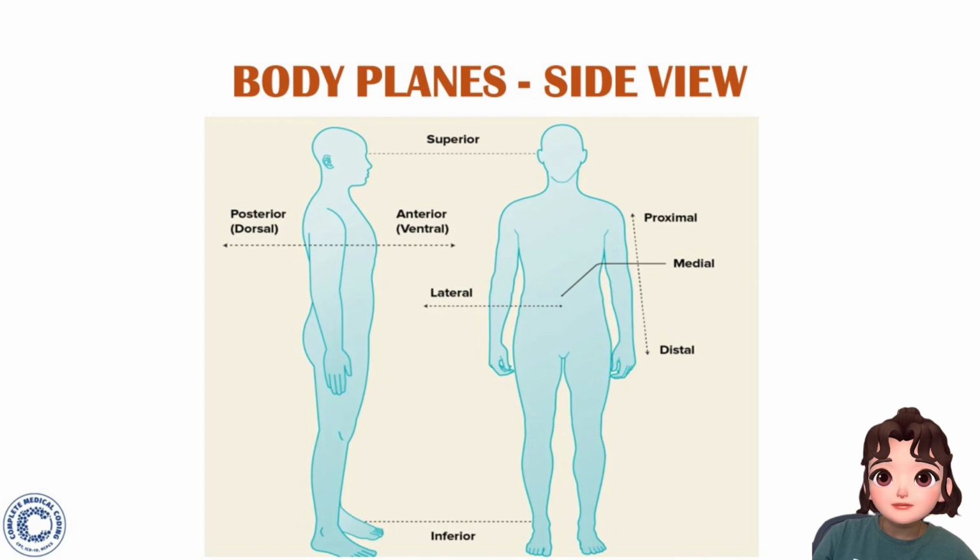Now, side view. This is a side view. Posterior or dorsal, the back side. Anterior or ventral, the front side. Superior means on the top part. Then inferior, down. Lateral, proximal, distal, medial, all these are shown in this side view. These are the side views. Okay.